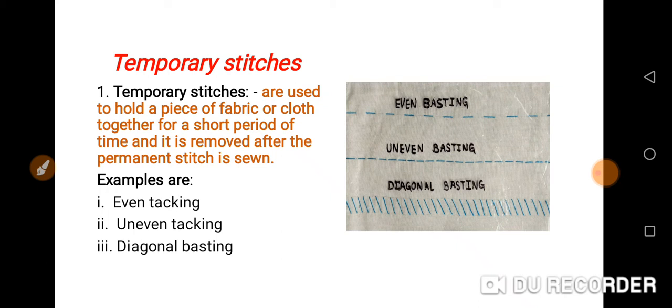As you can see on the screen, this is how to do even basting. This is uneven basting, and this is diagonal basting. These are done temporarily on the clothes. Then after you are done with the specific design, or if you want to cut it out, then these temporary stitches are removed.